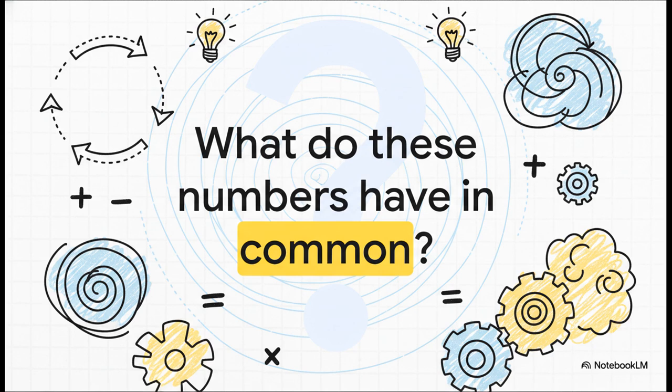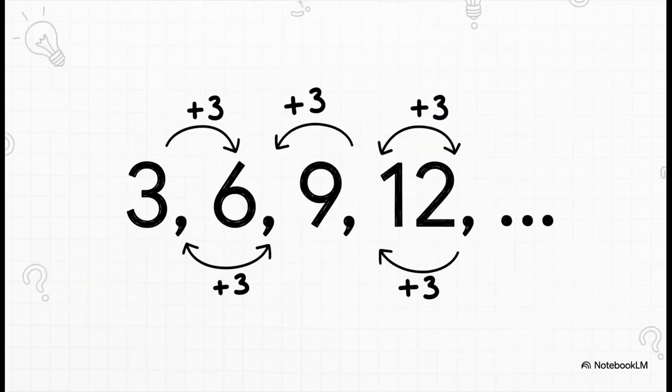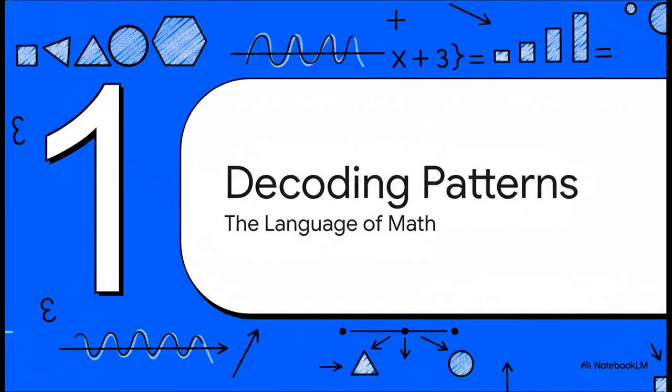Take a good look at this list of numbers. What is the one thing they all have in common? I'm guessing you saw it almost immediately. Each number is just 3 bigger than the one before it. And that simple act of noticing a pattern, that is the foundation of pretty much all of math, and it's our doorway into algebra.